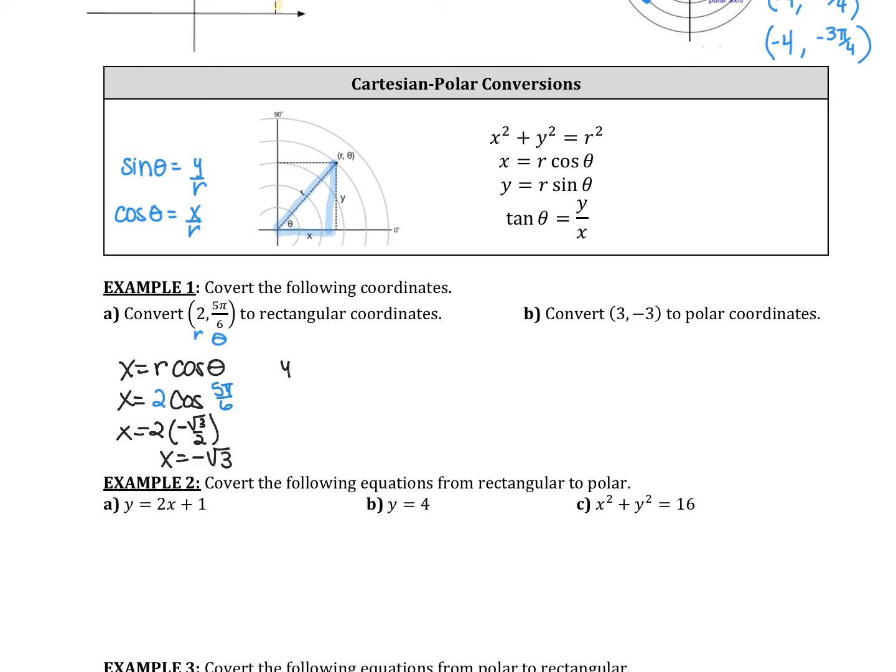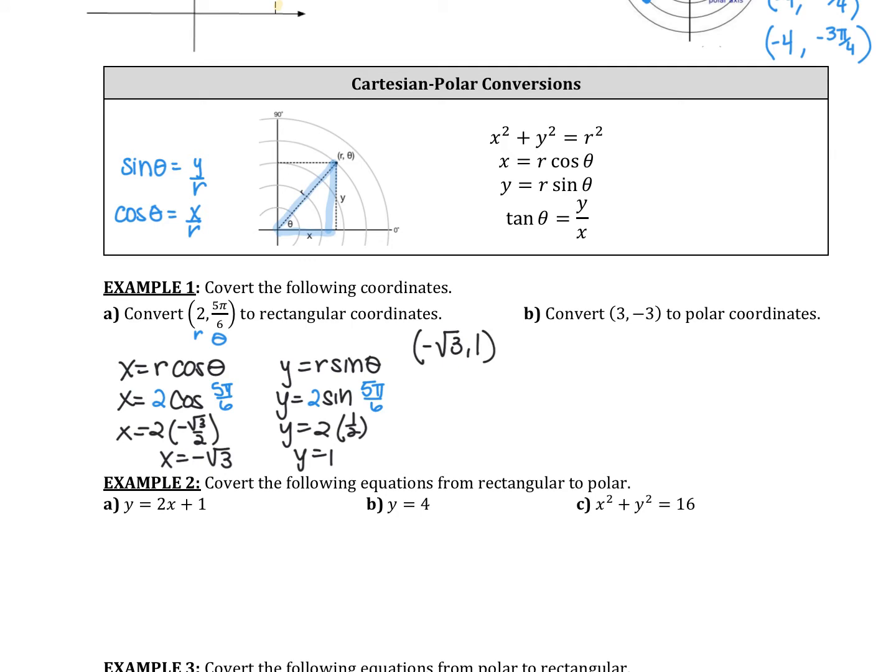Now let's repeat that for the y. Y equals r sine theta. So in our case, y equals 2 times the sine of 5 pi over 6. 2 times the sine of 5 pi over 6, I would get 2 times positive 1/2, which gives me y is 1. So my rectangular coordinates would be the ordered pair -√3, 1.